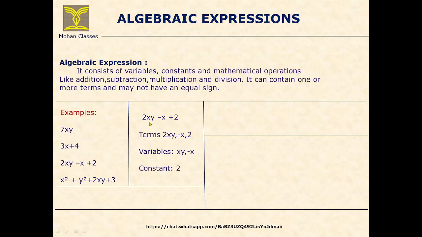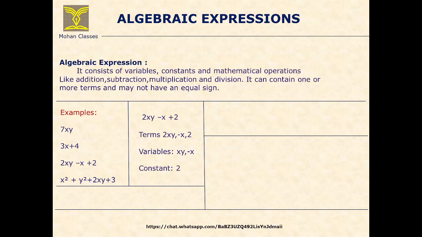Then what are called variables? xy is the variable here, minus x is the variable. So the variables are xy and minus x. A constant is a term which does not have any variable with it. So 2 is a constant.